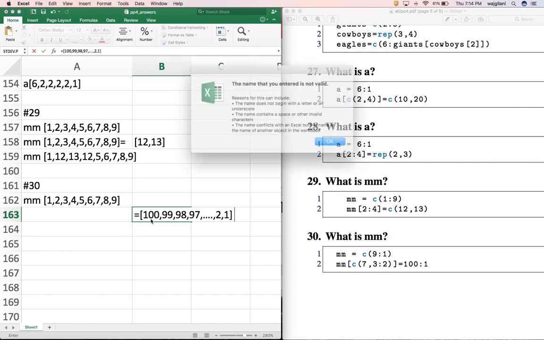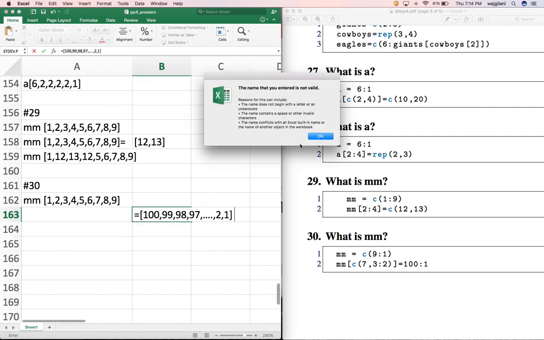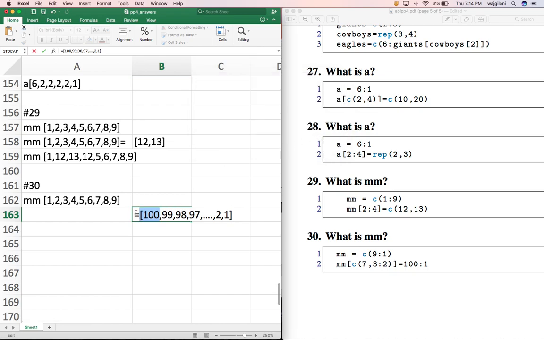Sorry, let me get rid of that equals so it doesn't mess it up. All right. So that is going to be a vector going all the way from 100 to 1. Okay.